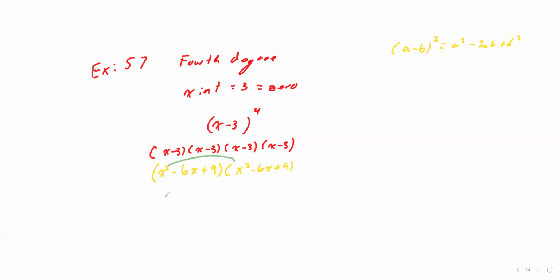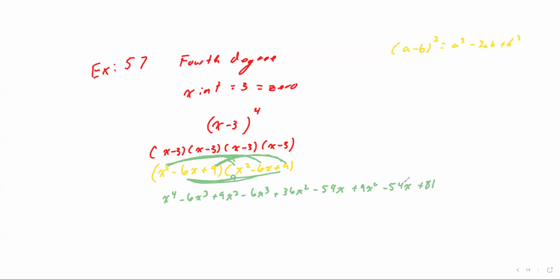So x² times x², x⁴. x² times negative 6 is going to be negative 6x³. Then 9x², negative 6x³, positive 36x², negative 54x, plus 9x², minus 54x, plus 81. All right, to combine like terms, we say x⁴, that goes away.